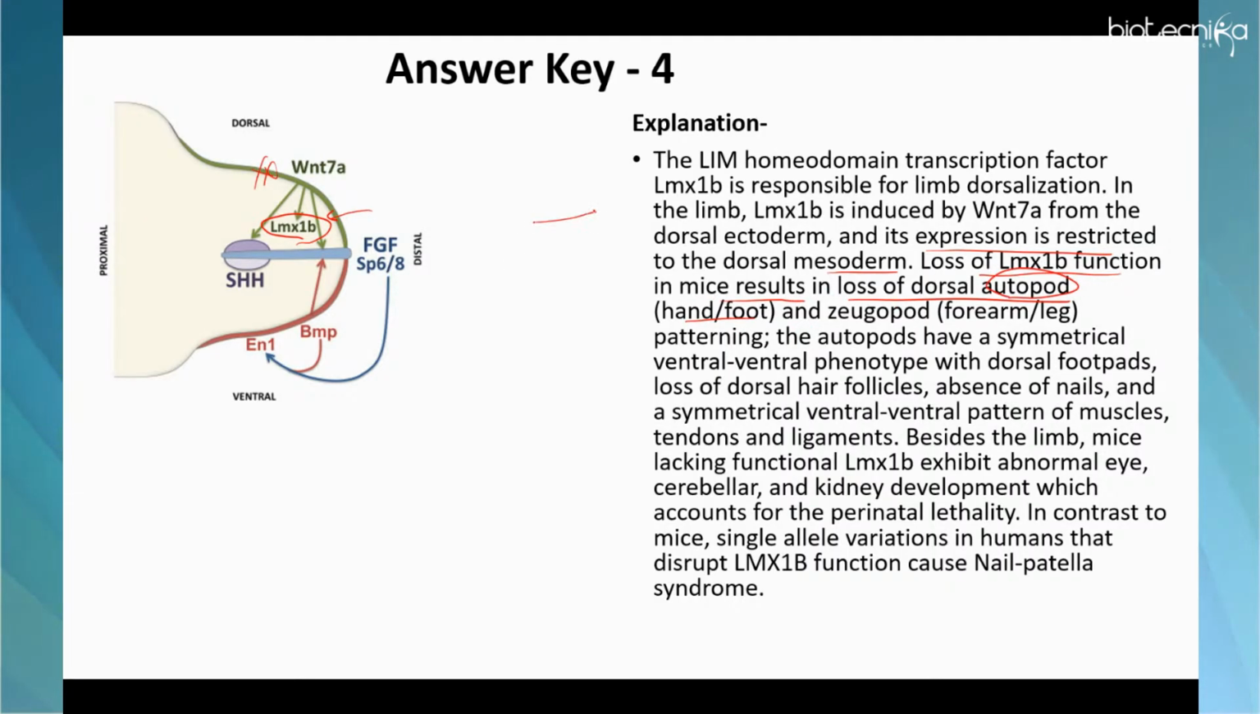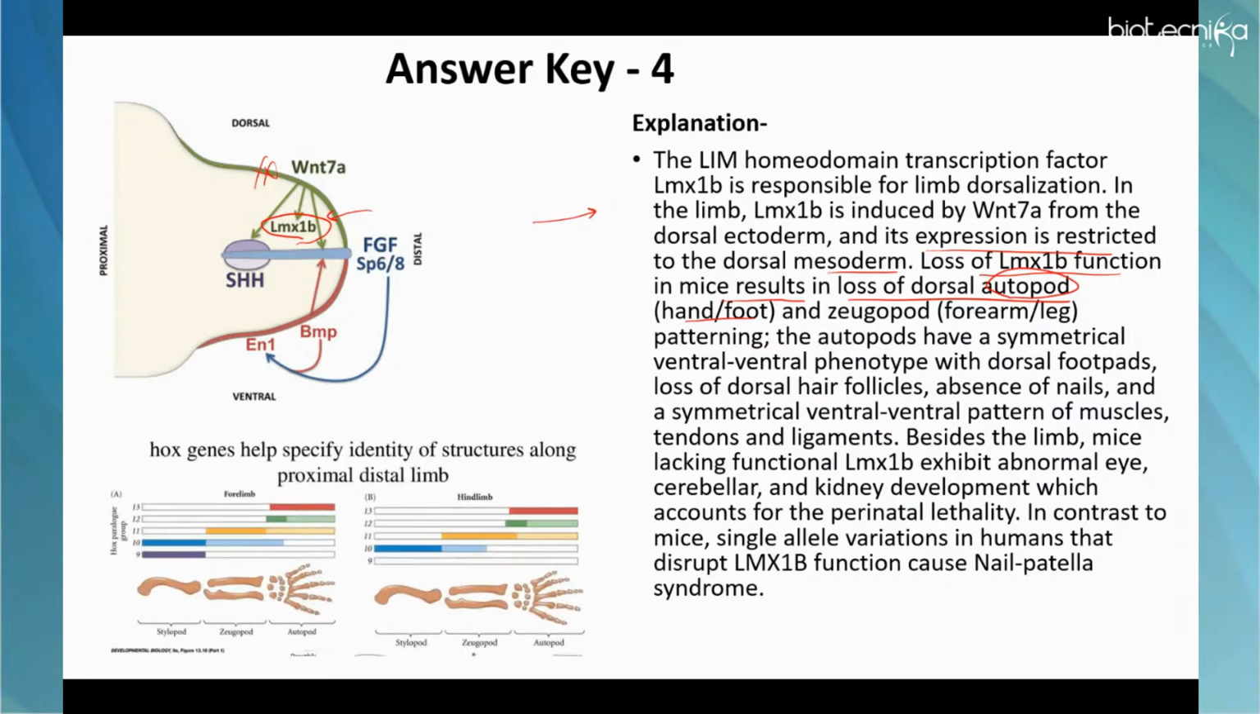Autopod means the end region of the limb where the fingers and all will be formed. So see, these are the Hox genes, right? Different Hox genes are expressed. Hox9 will be expressed only in the stylopod. Then Hox10 will be expressed in stylopod and in zygopod. Hox11 will be expressed in zygopod and in autopod, that is the fingers. Zygopod is the radius and ulna, and stylopod is the humerus. We are talking about the forelimb here. And Hox12 and 13 will be expressed exclusively in the autopod, right?